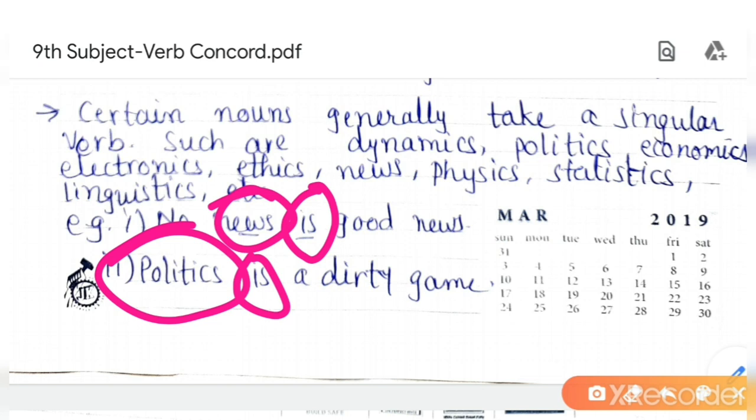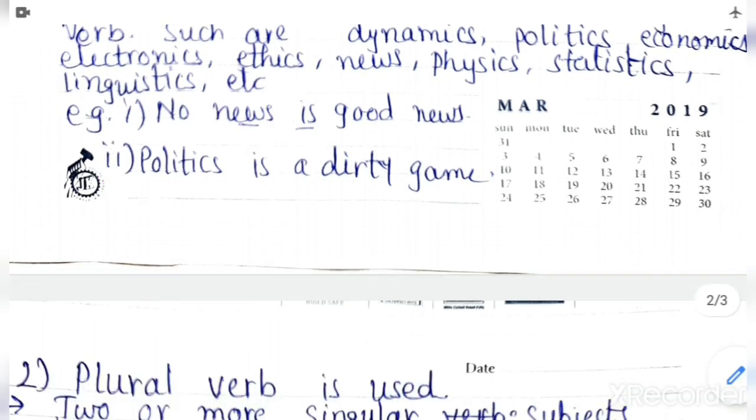Some more examples I can give you. Mathematics is my favorite subject. So mathematics, S is given, still we use is. This news is false. ये news गलत है. Economics has no charm for me. Economics, S is there, still we use is, has, a singular verb. The wages of sin is death. The wages seems plural but it is singular, so we use a singular verb here.